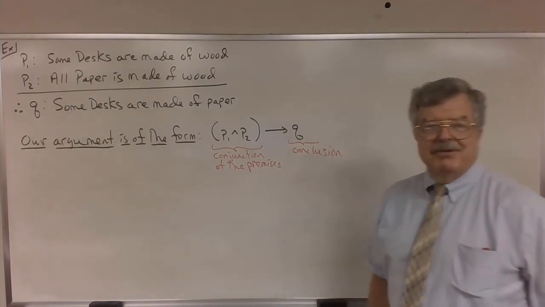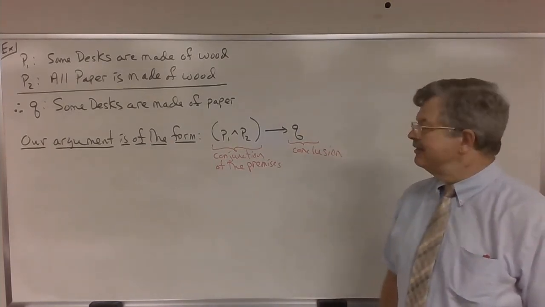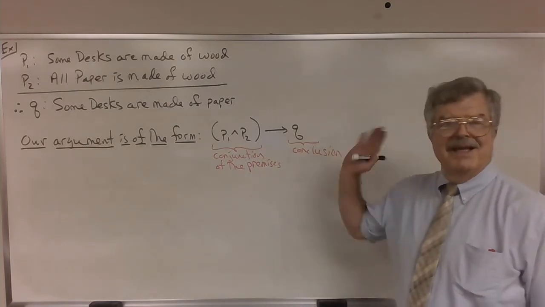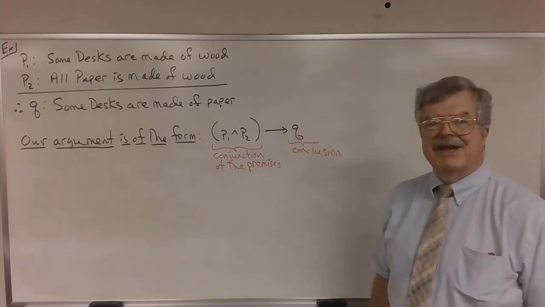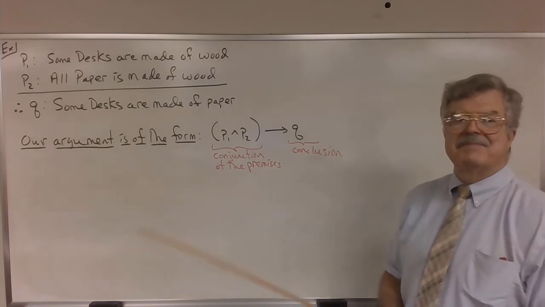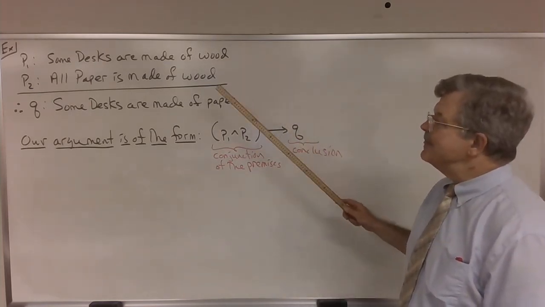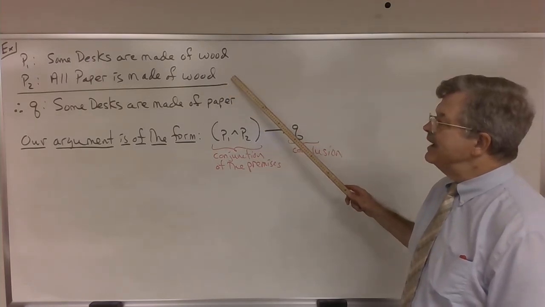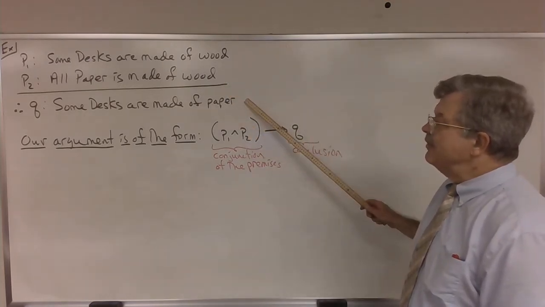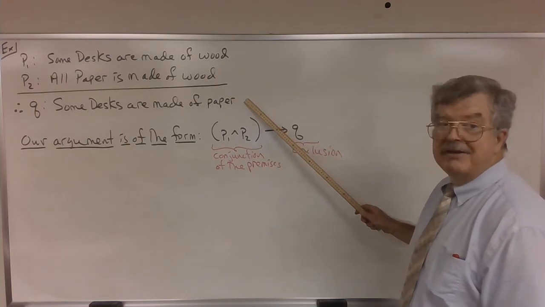This is an example from an earlier edition of the text. I put it up here because I always thought that this was kind of funny. Our argument is: some desks are made of wood. All paper is made of wood. Therefore, some desks are made of paper.